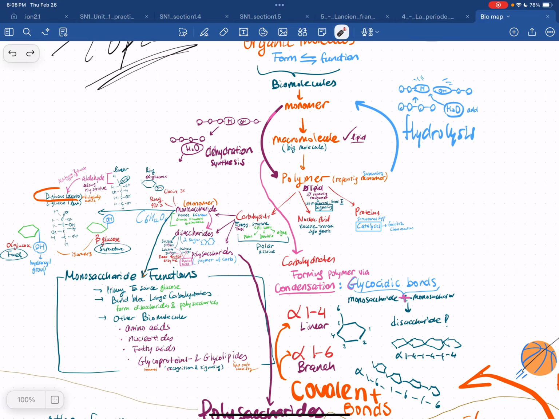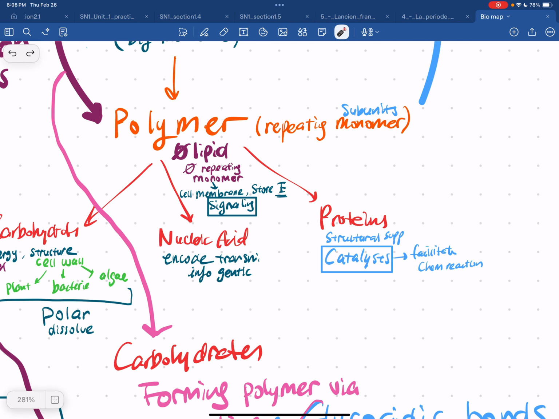Okay, well, I didn't talk about lipid, but lipid is for membrane, storing energy, and acting as signaling molecules. So lipids compose the cell membrane, store energy, and act as signaling molecules. Just remember that.